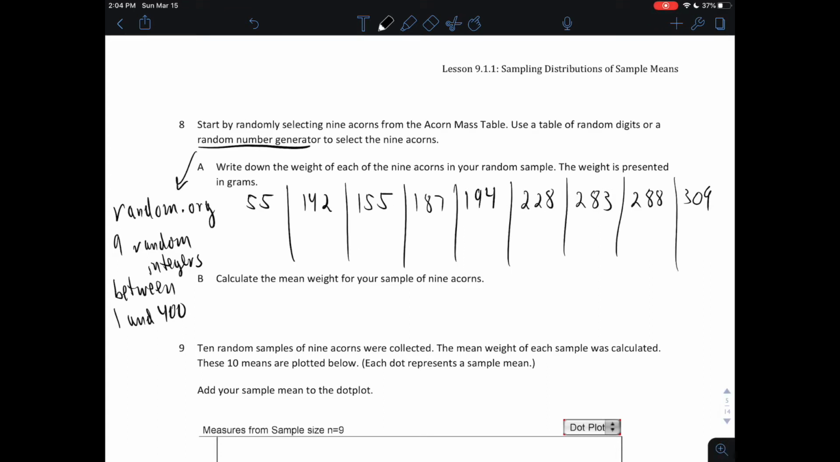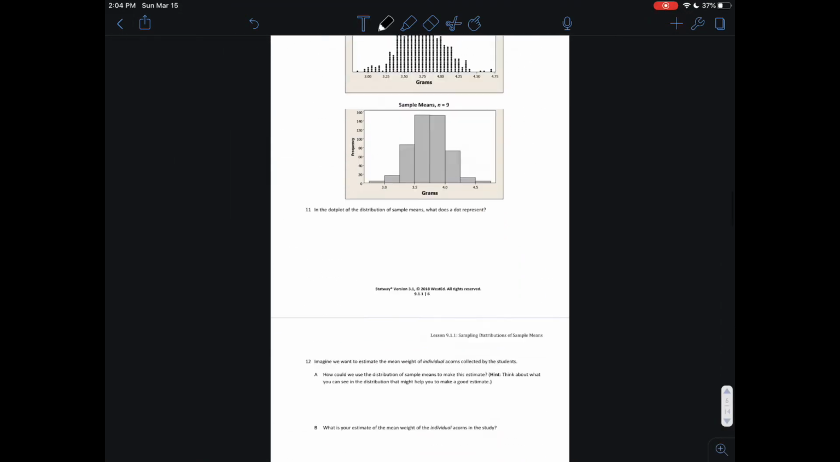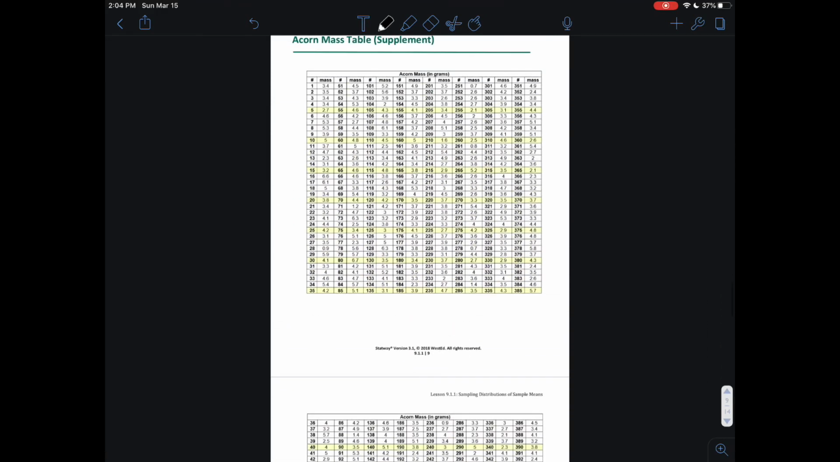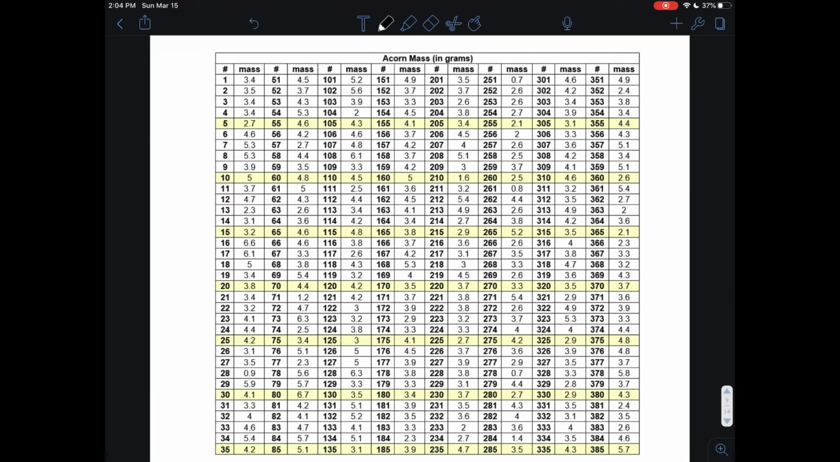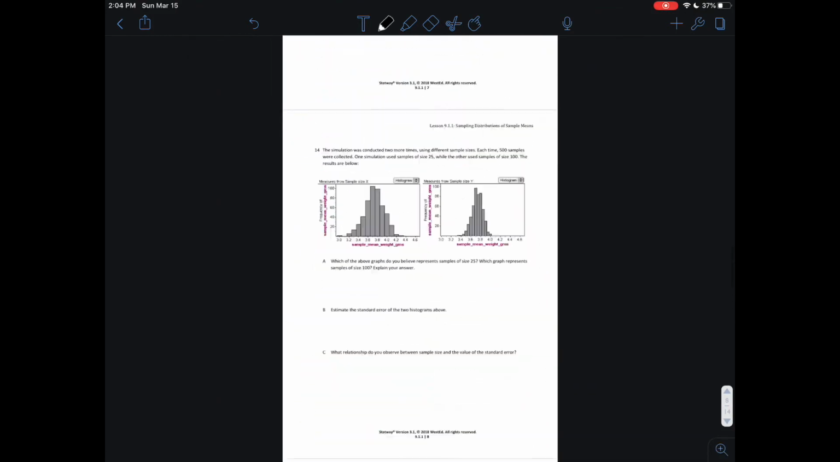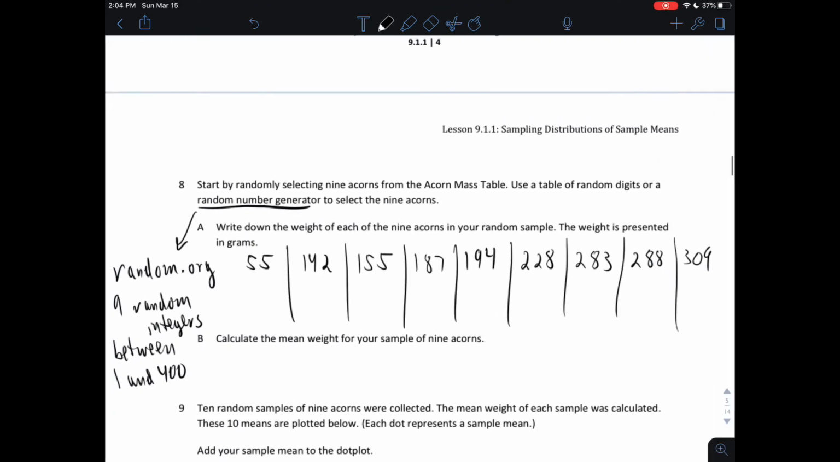And what I'm going to do next is match these up with an acorn weight on that supplement. So for example, acorn number 55 would be the first one that I would want to look at. So going to my table, I would find acorn number 55, and that's right here. And it has a mass of 4.6 grams. So back in the table that I've started, I'm going to write down 4.6.